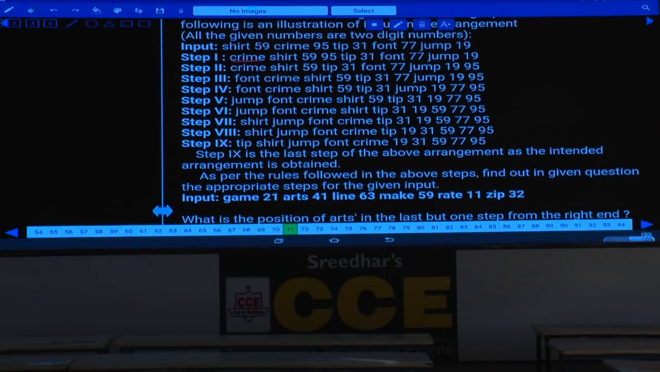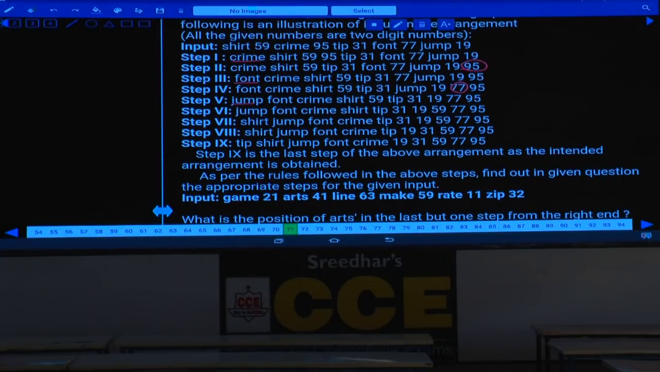place in step 1. Then in step 2 what happens here, the highest number 95 is arranged at the last place. Then in step 3, the next word after crime is arranged at the first place, then in step 4, the previous number to 95, that is 77, is arranged previous to 95. And in step 5, the next word to font, that is jump, is arranged at the first place.